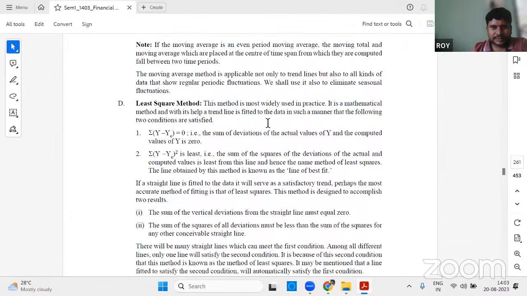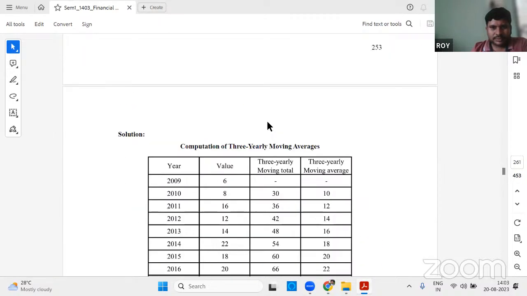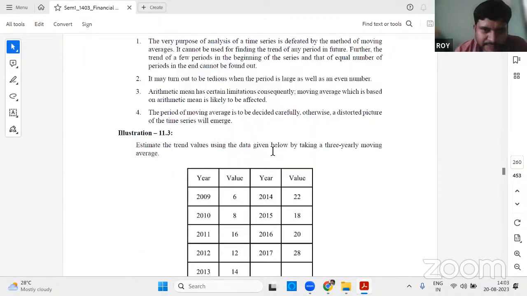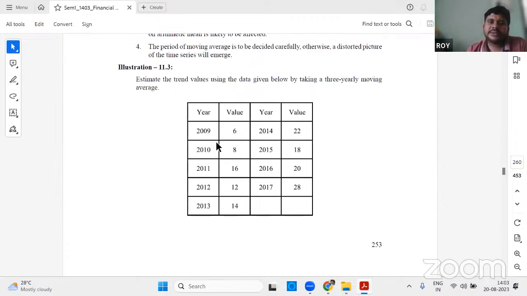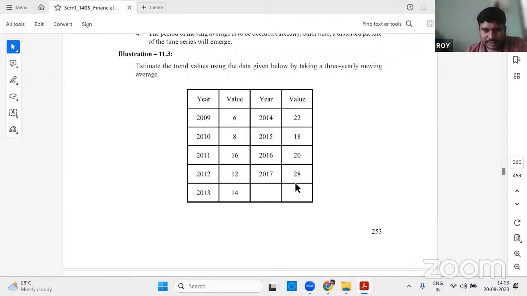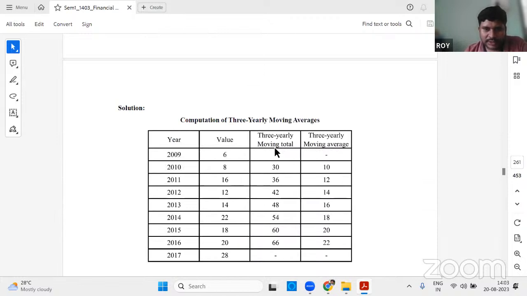Semi-averages. Moving averages. 3-yearly moving. 9, 6, 10, 8, and it is decreasing, right? Decreasing again, then increased. Again it is decreased. Again, it is increased. How to get the 3-yearly moving total?